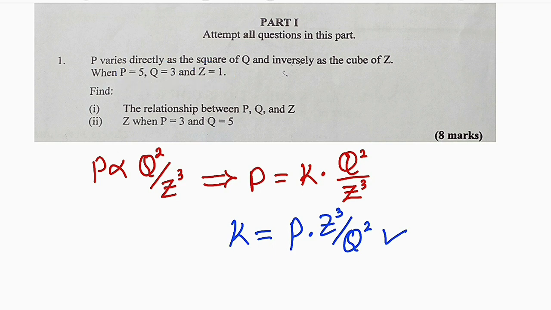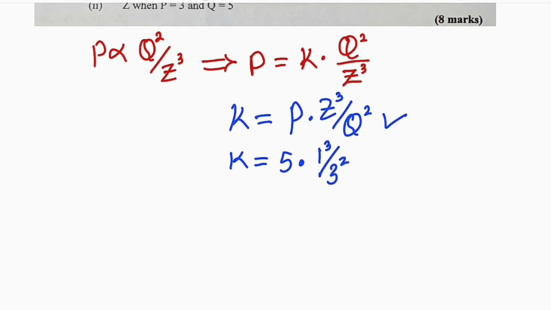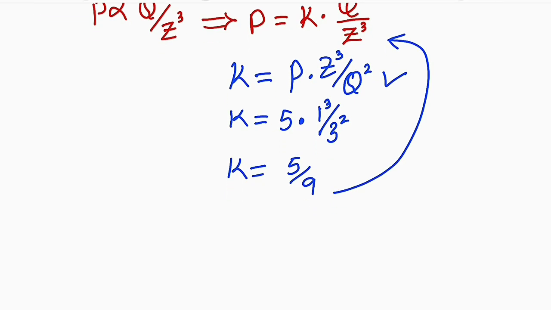So let's substitute them in order to find the value of K. So K is equal to P, which is 5, multiplied by Z, which is 1, to the third power, divided by Q, which is 3, to the second power. If you simplify this, 1 to the third power is 1, 3 to the second power is 9. So we have 1 over 9 times 5, which is 5 divided by 9. And hence, the value of K is 5 divided by 9. And we can simply plug it back in order to find the relationship.